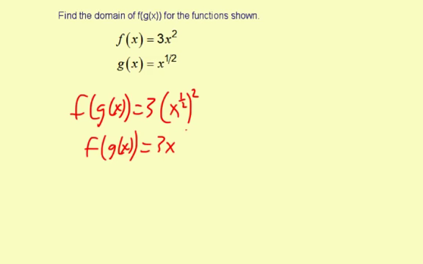Now if you look at 3x by itself as a function, you would say, okay, all real numbers is the domain. But this is a composite function that has been simplified, so what you need to do is look back at the original function before you reduced it. So that's the 3 times x to the 1/2 squared.